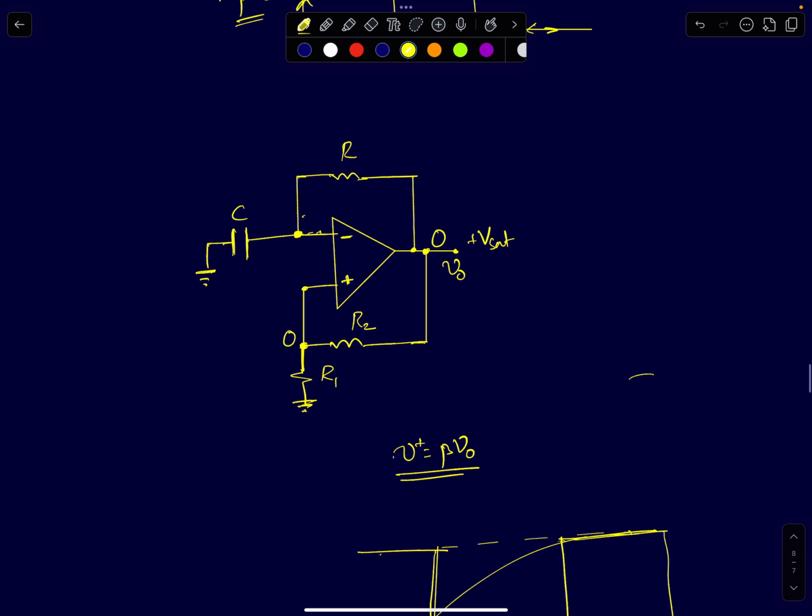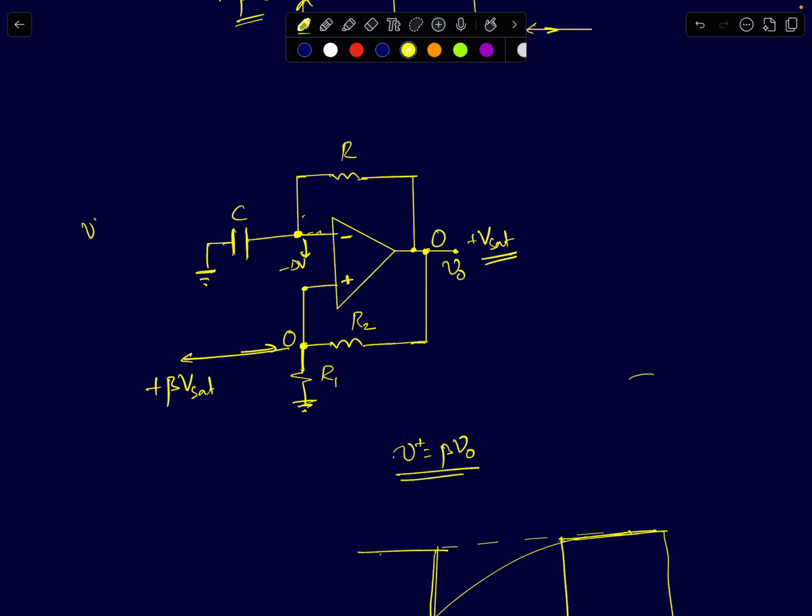Let's assume it has changed my output to a negative value, minus delta V, where delta V is a very small value. So what would happen? This node is at 0. This node has gone to a voltage of minus delta V. The capacitor voltage I can assume is at a small negative voltage of minus delta V. Instantly your output will go to plus Vsat. When the output goes to plus Vsat, this node voltage will come to plus beta Vsat.